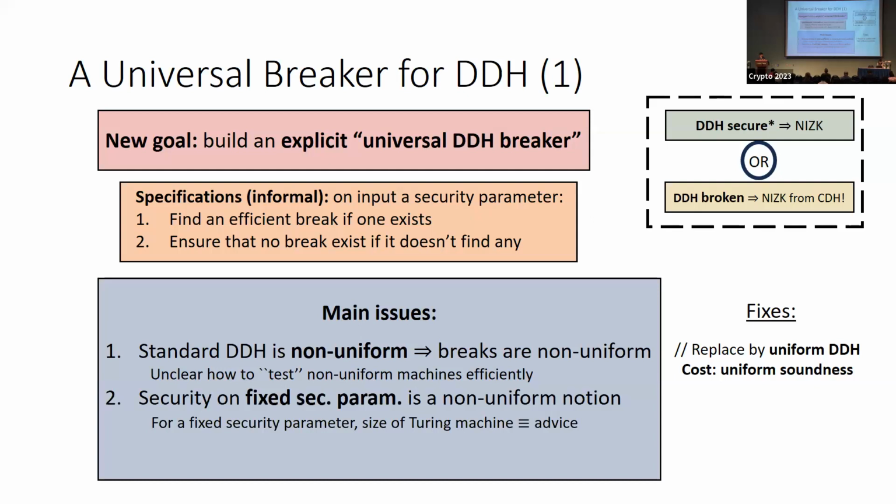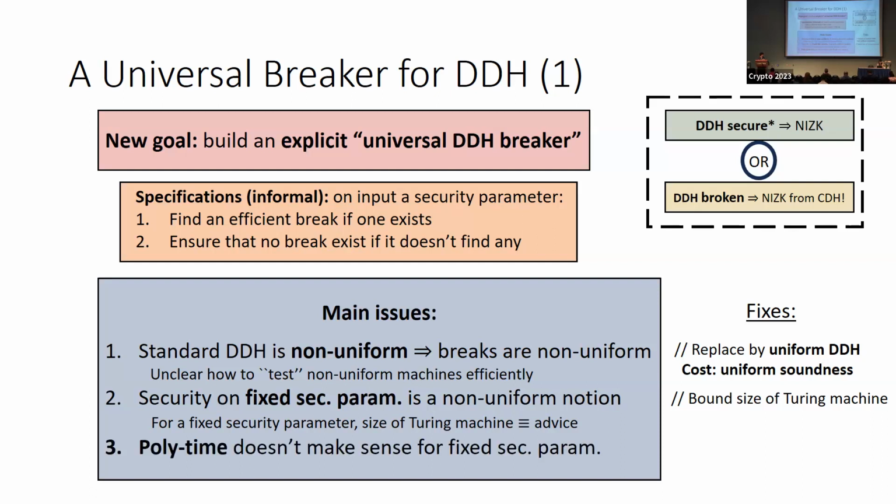And there are more annoying things when you want to reason about security at fixed security parameters. The main problem is that security is really defined asymptotically, so however you want to think about it, you have to be pretty careful. One annoying thing is that even talking about uniform security doesn't really make sense for a fixed security parameter, because there's no notion of a fixed Turing machine that solves all the security parameters if you only look at one security parameter. We fix that by bounding the size of the Turing machine that we consider. And lastly, polynomial time or sub-exponential time doesn't seem to make sense at a fixed security parameter, so we fix concrete functions T and epsilon and then consider (T, epsilon) security.